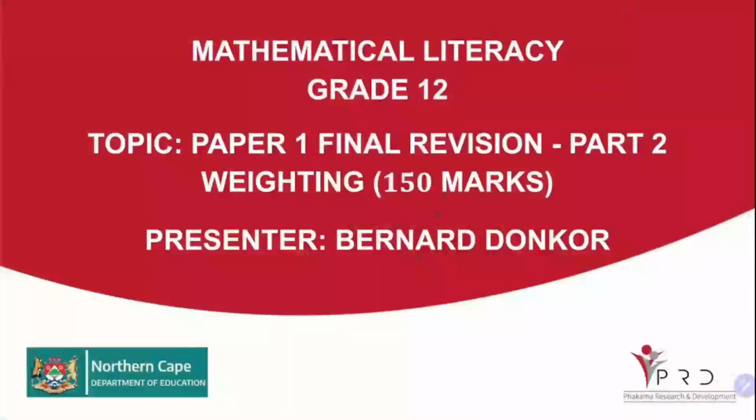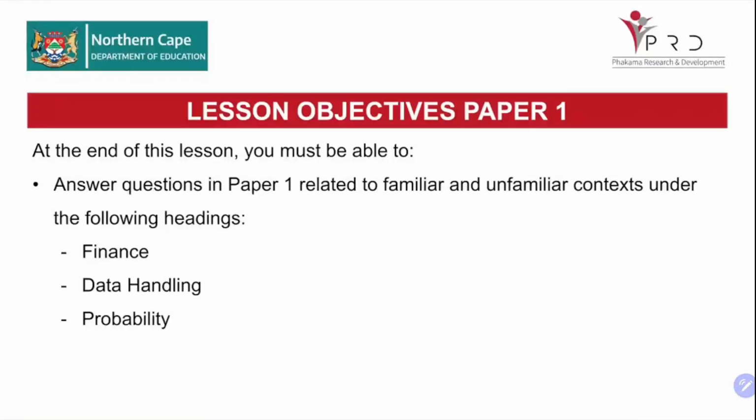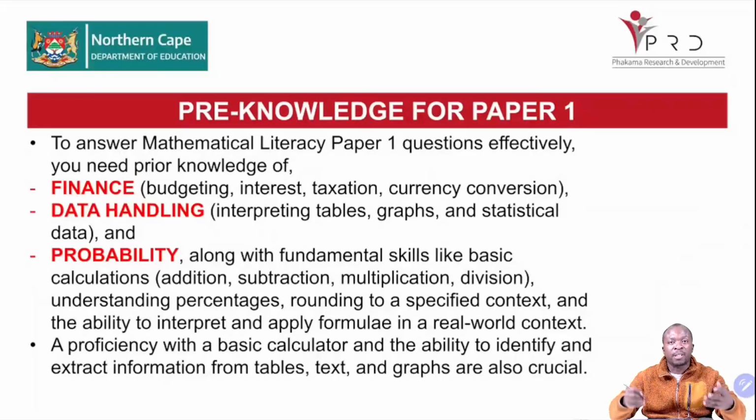So as we said before in the previous lessons, we are now taking part 2 of our revision for paper 1. So hang around and let's see what we have entailed. What you should understand is that by the end of doing paper 1 and 2, you should be able to answer all questions that are related to finance, data handling, and probability for your final examination. You should be very comfortable with that.